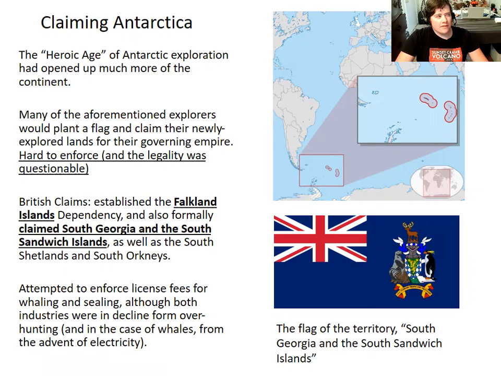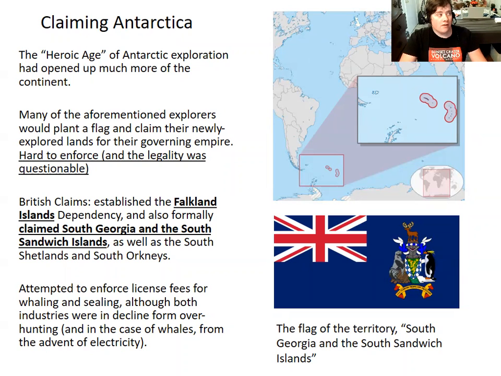The deer are kind of amusing because the reindeer were introduced and were eradicated later, which I find kind of hilarious. But anyway, the South Shetlands and the South Orkneys were also claimed by the British. And the UK did this because they wanted to formalize the revenue gaining from sealing and whaling. They wanted to enforce license fees for those operations.